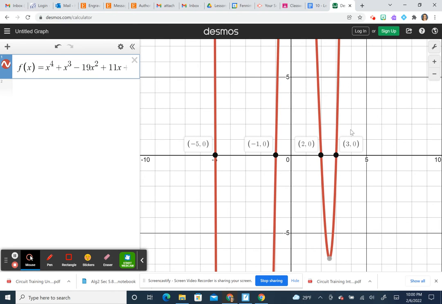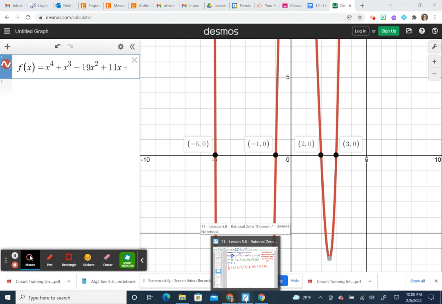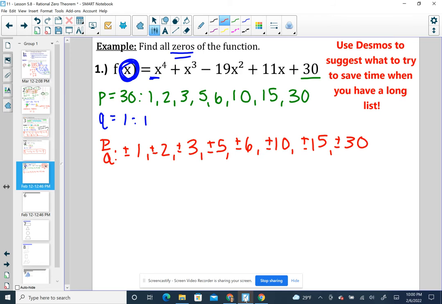-5 was on my list, -1, 2, and 3. They're all rational zeros. So we're just gonna pick one. I'm just gonna pick -1. I tend to pick like 1 and -1, 2 is another one I pick. I try to pick smaller numbers because they're just easier to work with. So I see here -1. You just, like I said, have to pick one. We're gonna use that one as our first test.